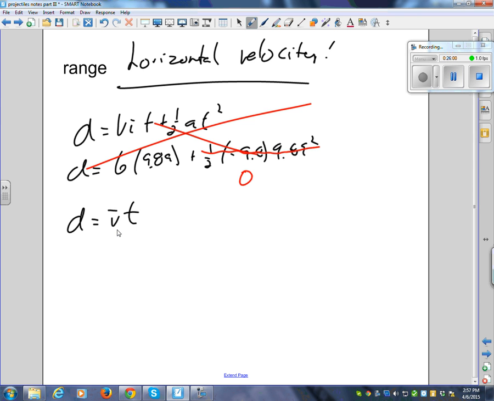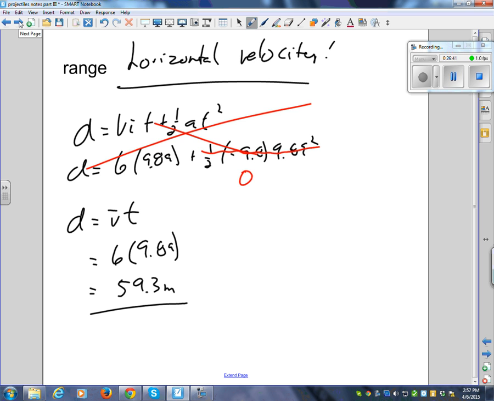I got you, didn't I? If you can't do it right, don't do it at all. So 6 times 9.89. Oh my goodness, that's a big number. 6 times 9.89 is 59.3 meters. That was a lot of work, wasn't it? In fact, that took like half an hour to do. It better take you a lot less time on a test. But there's no other part to it.